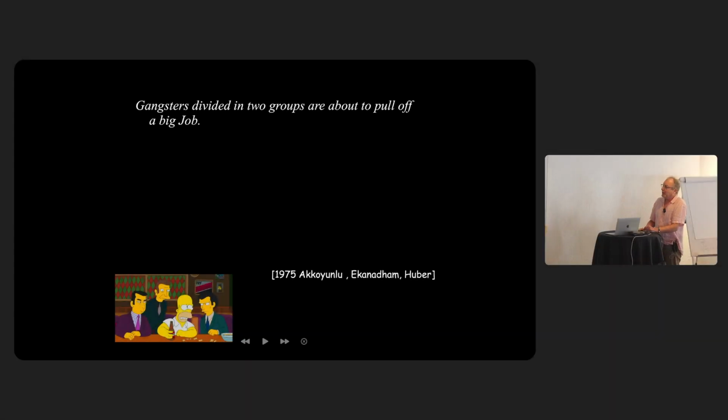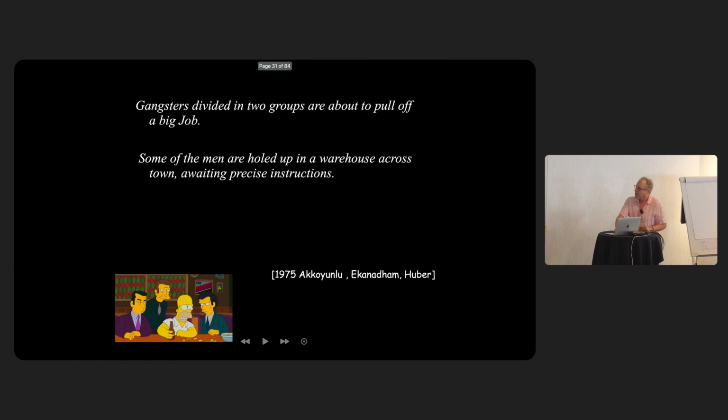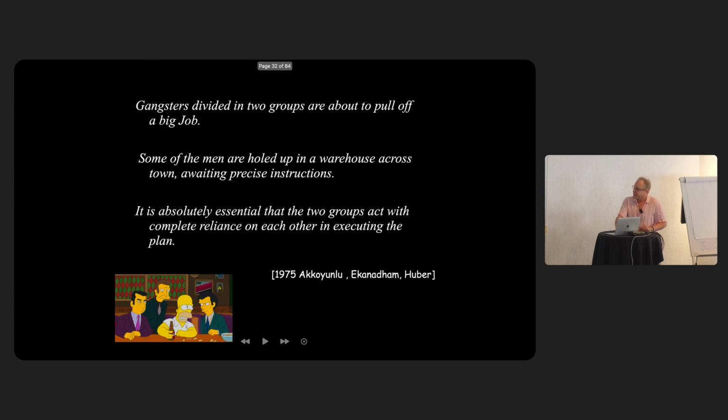I'm quoting from the paper. They try to have an abstraction. People were building systems, and this is an early example of how you try to capture in a more abstract way what we are actually trying to do. And they describe a story: Gangsters divided into groups are about to pull off a big job. Some of the men are holed up in a warehouse across town, awaiting precise instructions from another group.